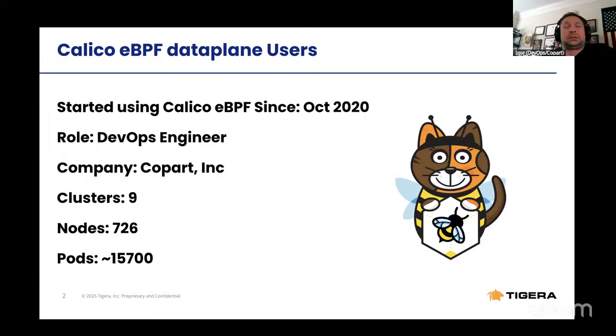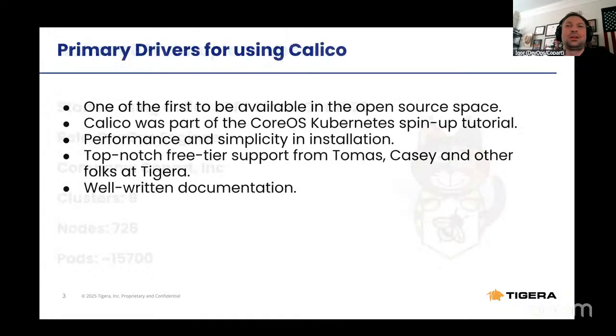We've got a few clusters, nine to be particular, with slightly over 700 nodes and 15,000 pods. And counting, we are growing, new applications, new microservices every day. So that's a long story short.